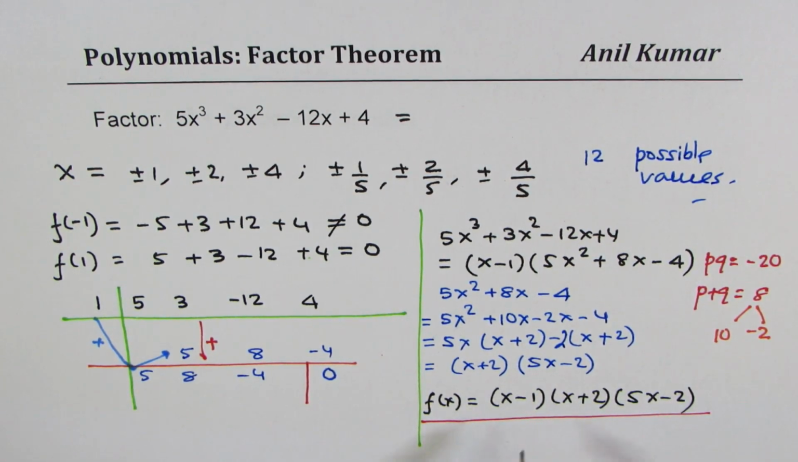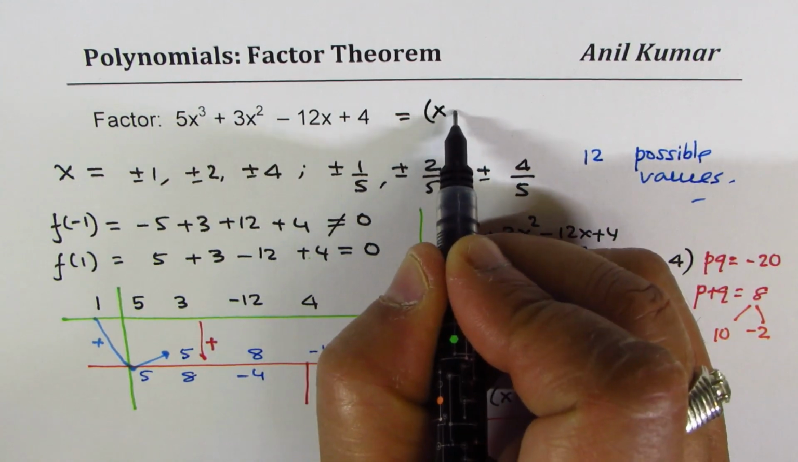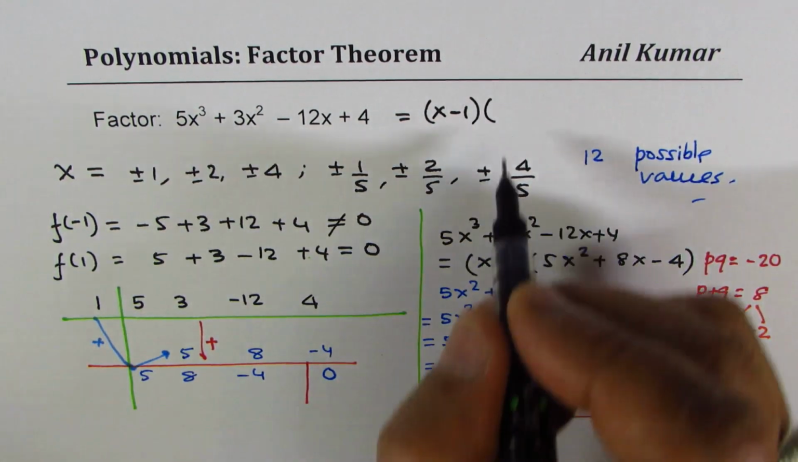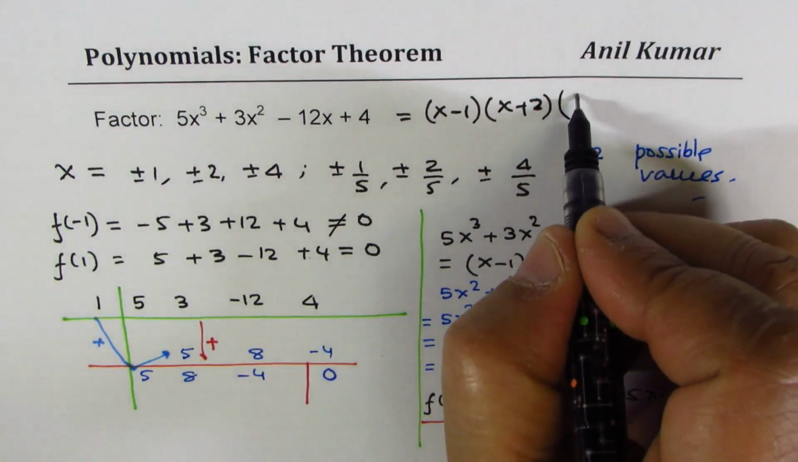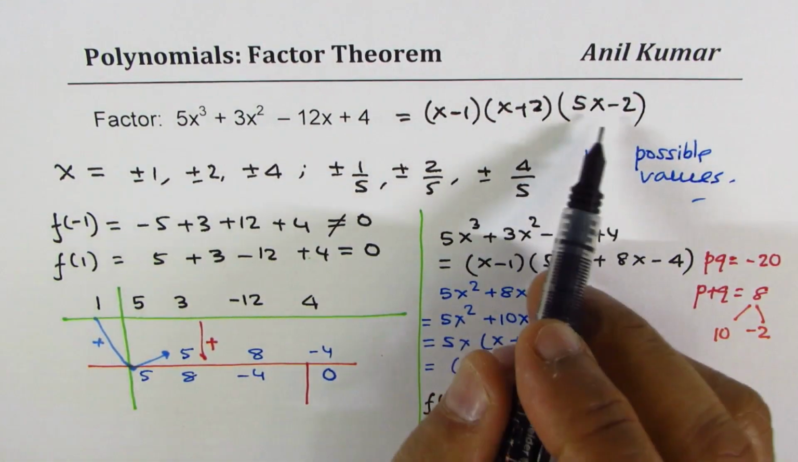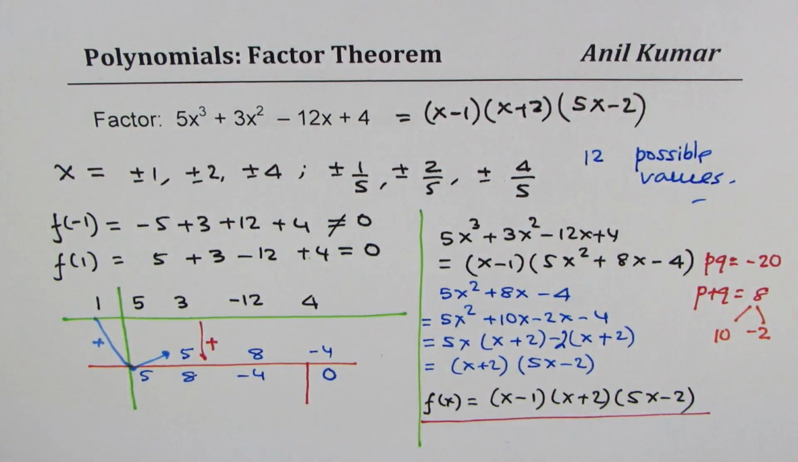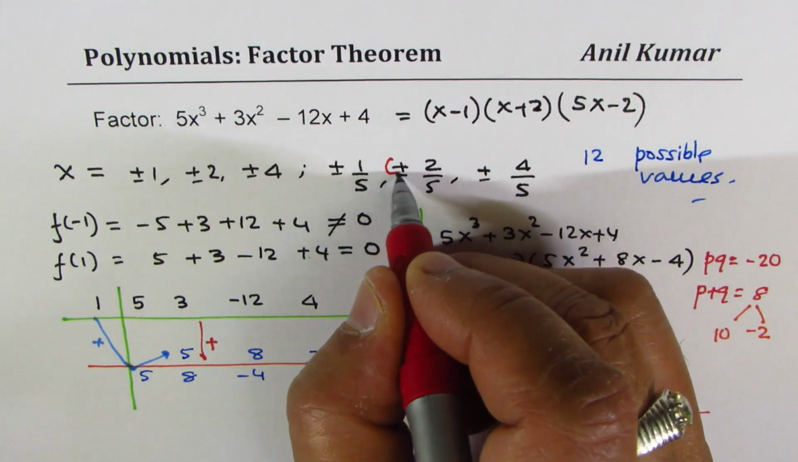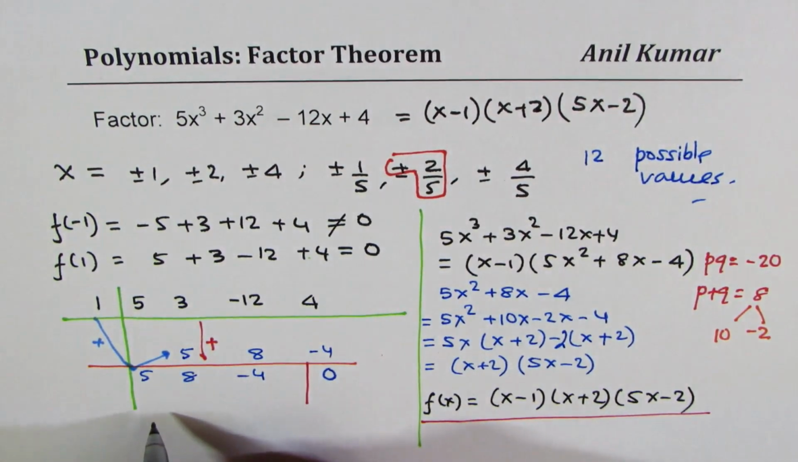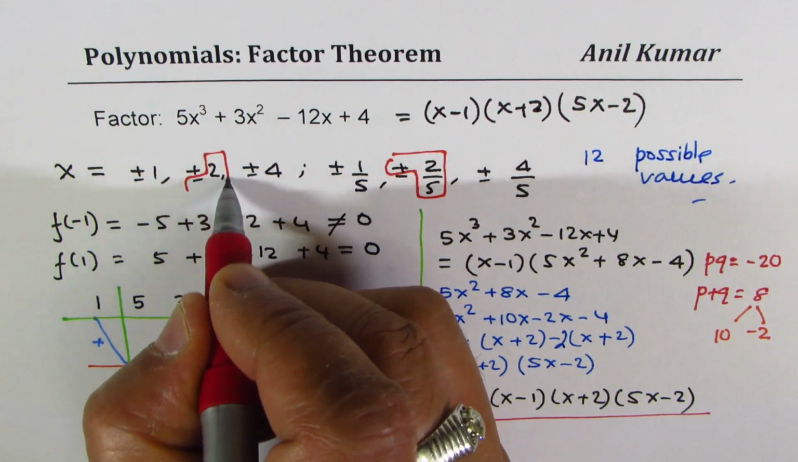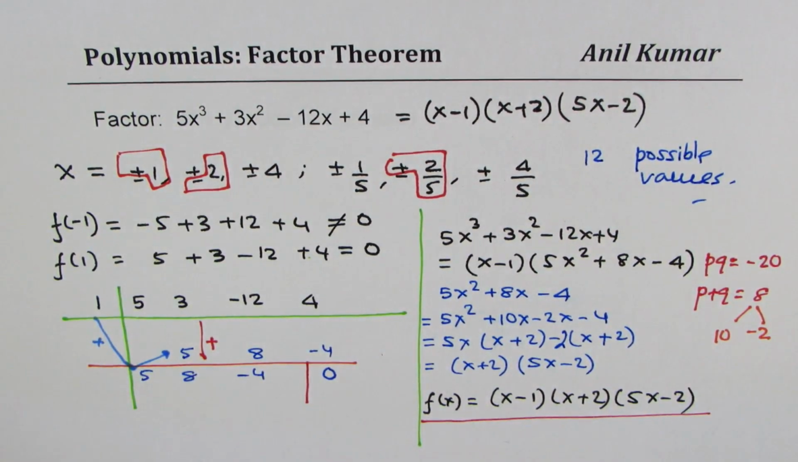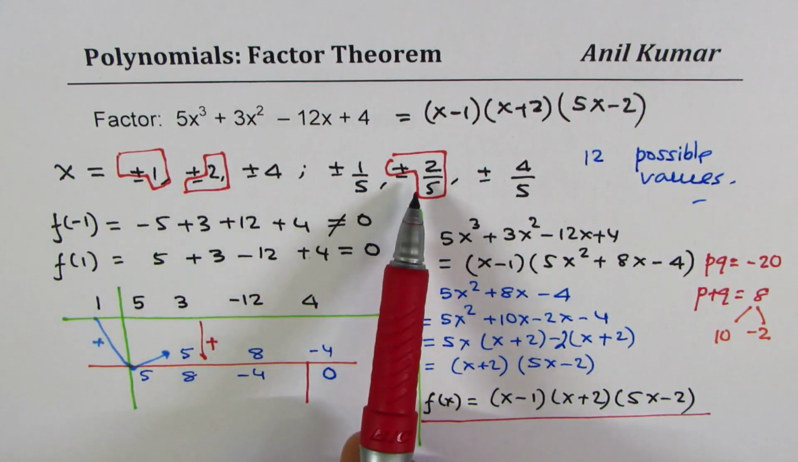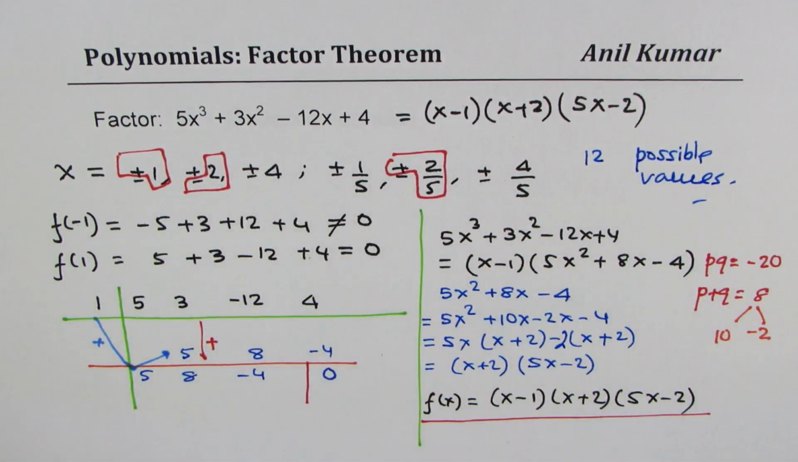Perfect. So as you see here, the factors are at x equals 1. The other one is at minus 2. So we get x plus 2 as our factor. The third one, which is 5x minus 2, is 2 over 5. Correct? So 2 over 5 with a positive value is one factor. Minus 2 is another factor. And plus 1 is also a factor. So what you notice here is it is only from this list that you get factors. Does it make sense to you?